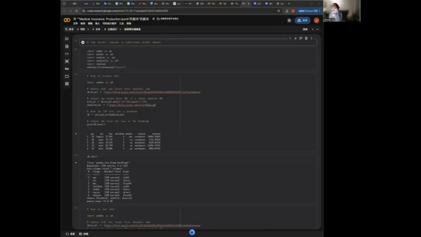We begin by loading the training dataset and examining its structure. The dataset contains 1,338 observations and 7 variables. The target variable is medical insurance charges, and the predictors include age, sex, BMI, number of children, smoking status, and region. After checking the dataset information, we confirm that there are no missing values, which allows us to focus directly on modeling rather than imputation.